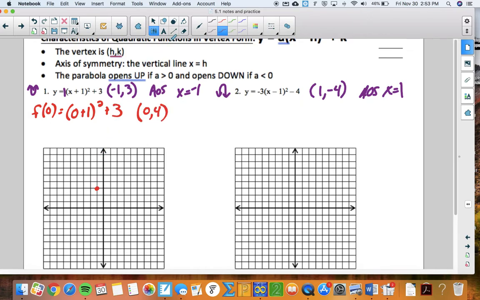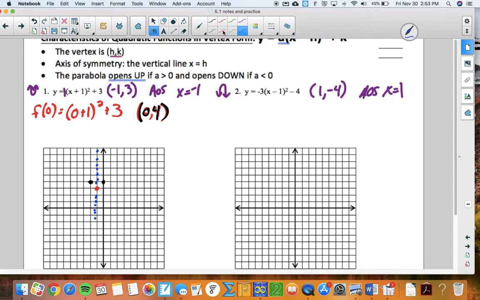Sure enough, when I move, should have done a different color. When I move 1 to the right from the vertex, I am jumping up only 1 value. And we can reflect that over the axis of symmetry. So that's right there. Again, axis of symmetry, vertical line through the vertex.